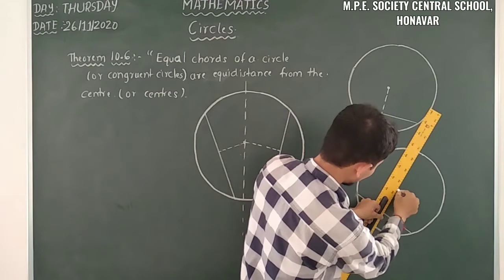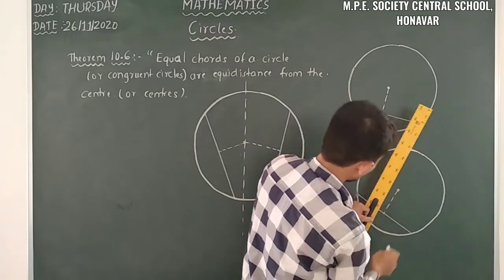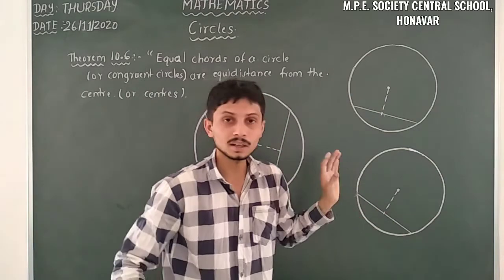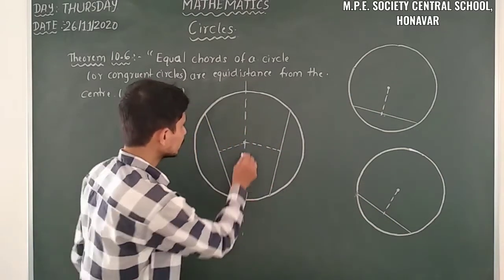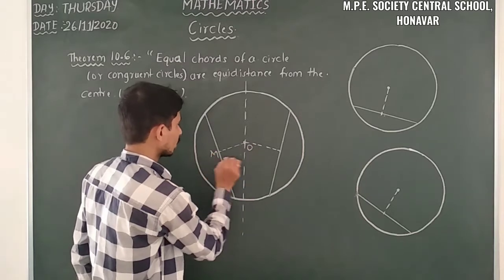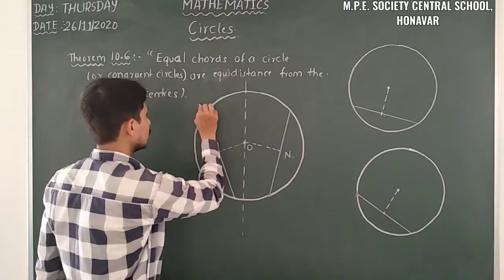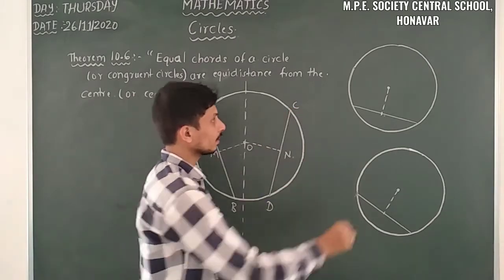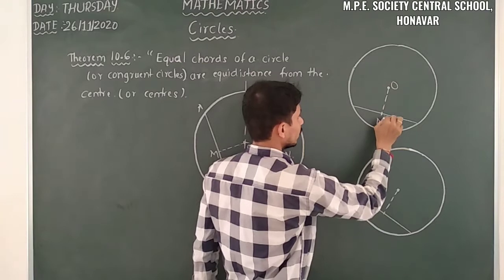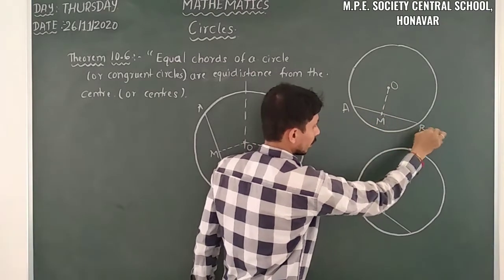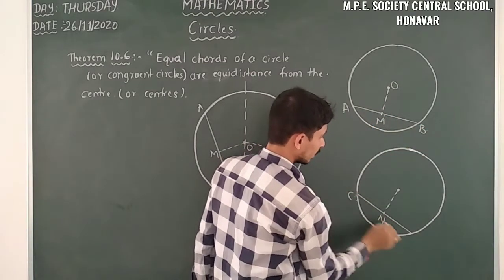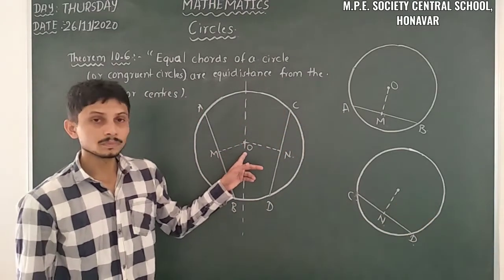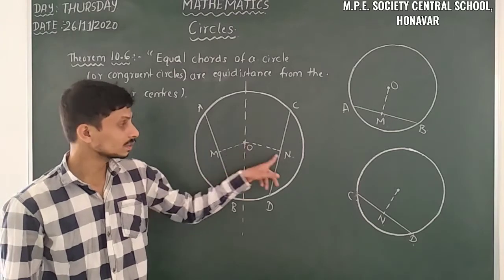Then here also I will write the perpendicular line. And these two lengths are one and the same. So let's name them O, M, N. Here I will take AB and CD, and here OM, and here N, and here CD. That means OM is equal to ON.